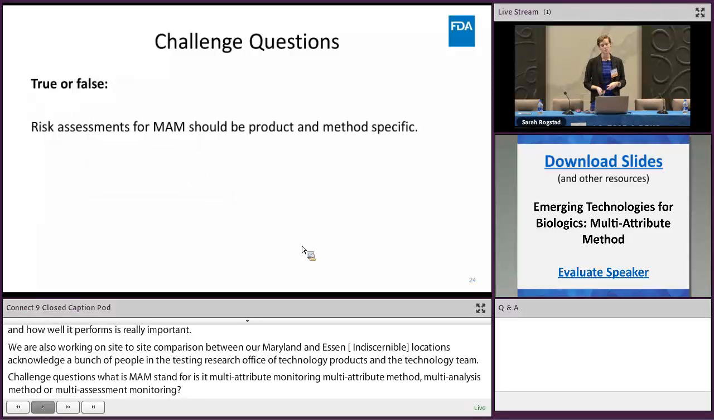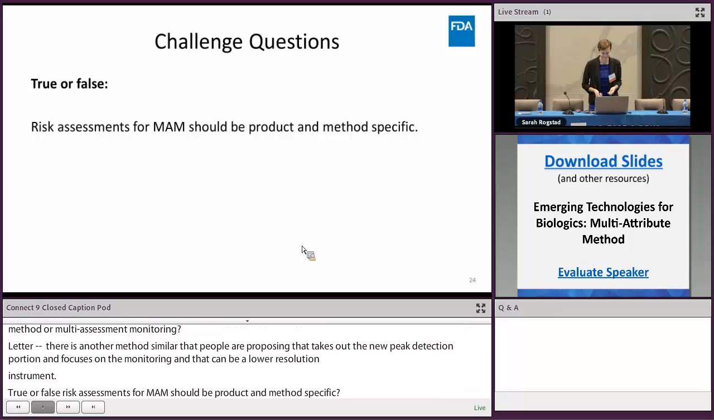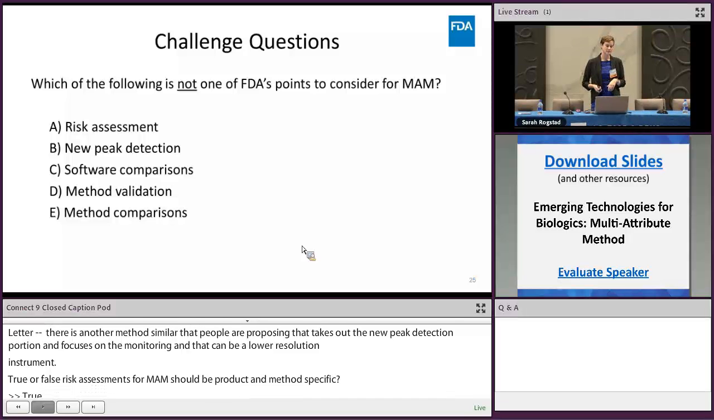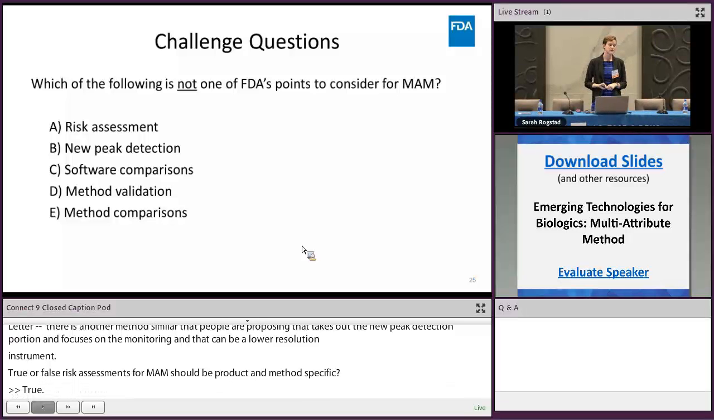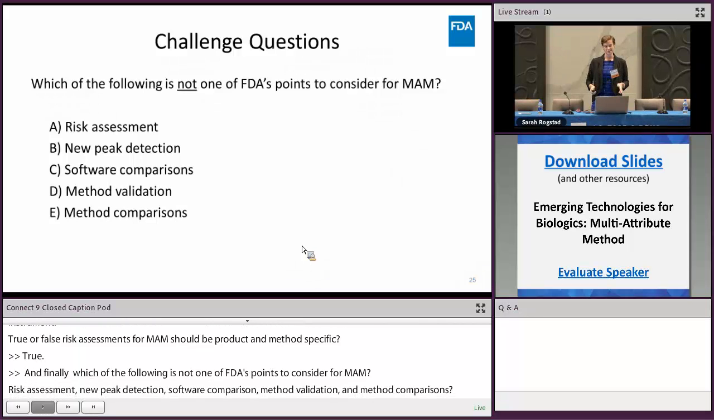True or false? Risk assessments for MAM should be product and method specific. True. Okay. And then finally, which of the following is not one of FDA's points to consider for MAM? Risk assessment, new peak detection, software comparisons, method validation, and method comparisons. C, correct. Good job, guys. Software comparison is important, but it's not in our official list of points to consider.